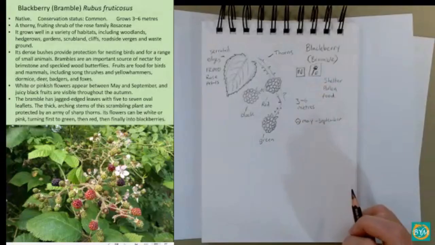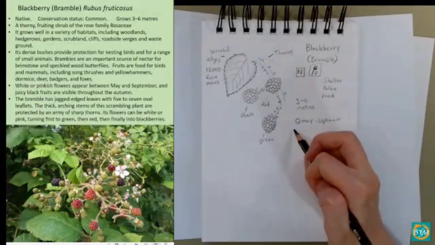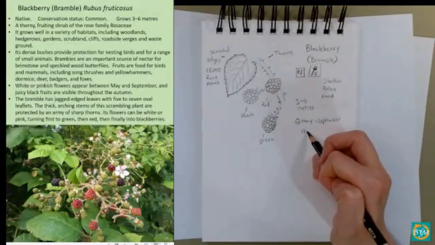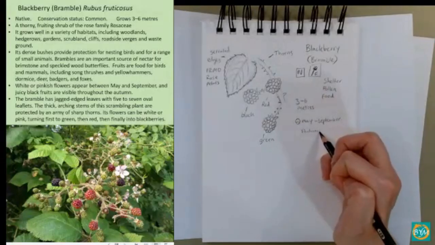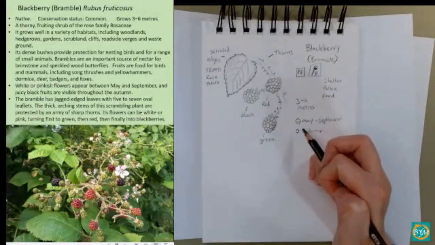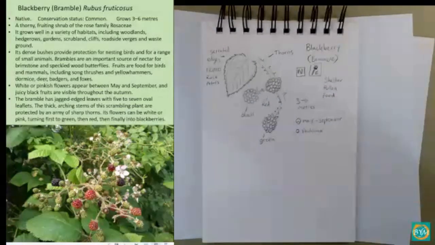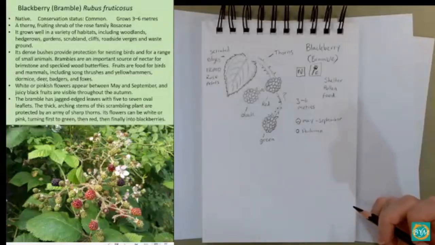And then the fruit is generally around in the autumn. However, I have seen some blackberry fruits. Well, most of them are still green, but they seem to be developing now, which seems a little bit early. But there we go.